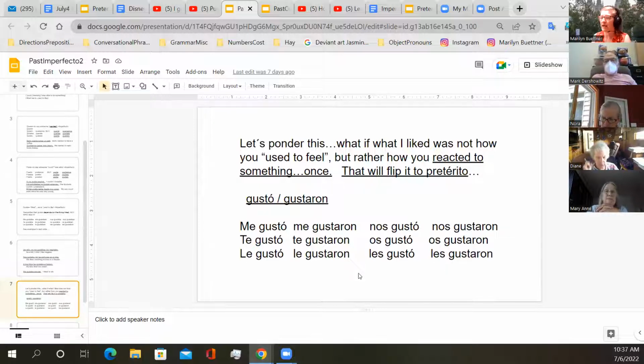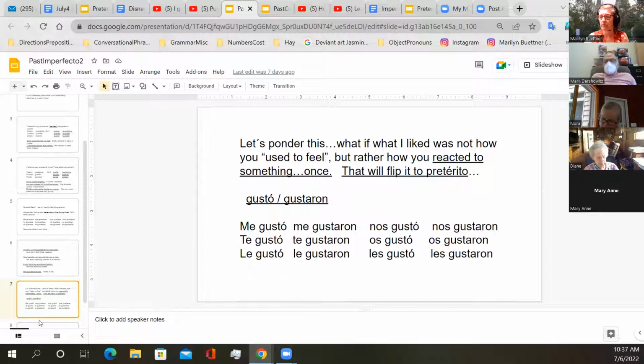If what I liked was not how I used to feel, but rather how I reacted to something once or at a specific time, it will flip into preterito. Gustó and gustaron. Me gustó. Oh, me gustó este plato. I liked this dish if you're sitting in a restaurant, right? Gustó for singular, gustaron for plural.